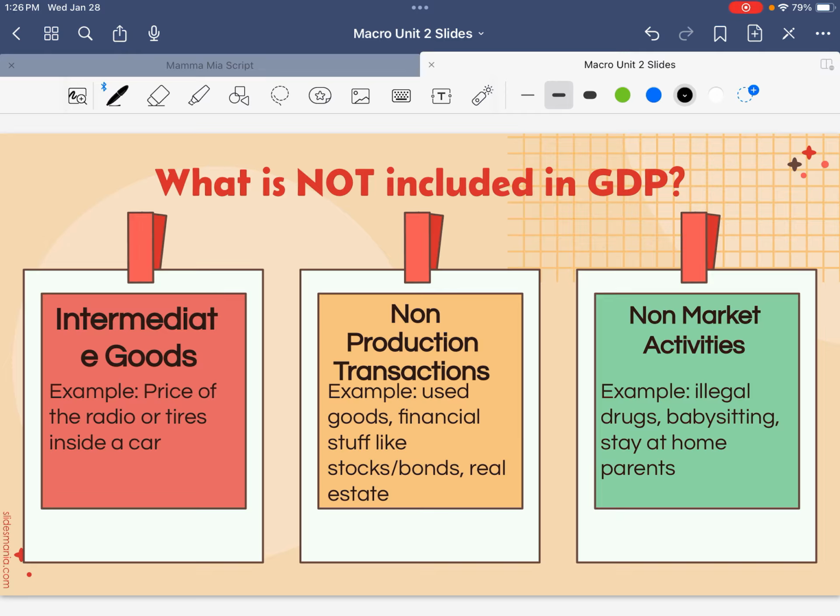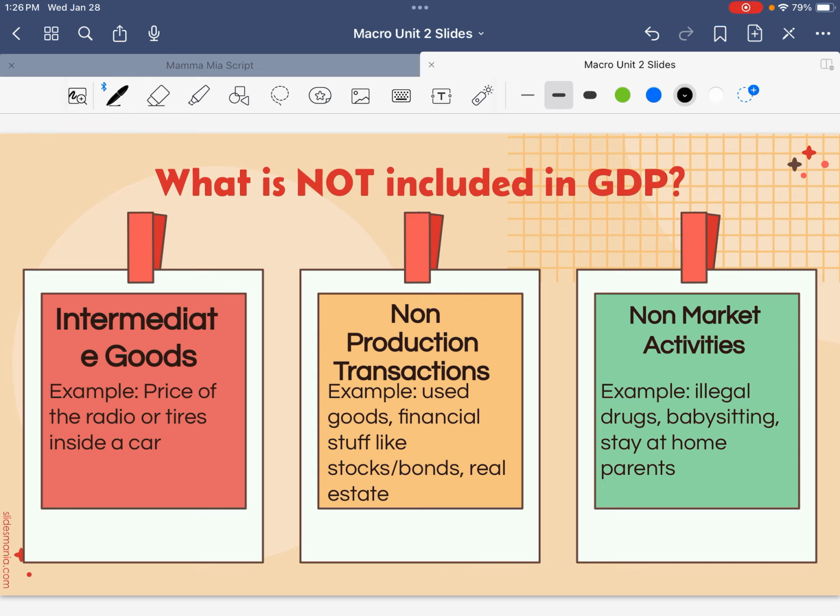What is not included in the GDP? So non-production transactions. Here's what I mean by non-production. Nothing new was made or nothing changed hands. So here's nothing new was made. Goodwill. I buy most of my clothes there. They weren't made new, so they're not counted in the GDP. They were counted the first time. They were purchased by someone else, brand new, but they're not counted now.